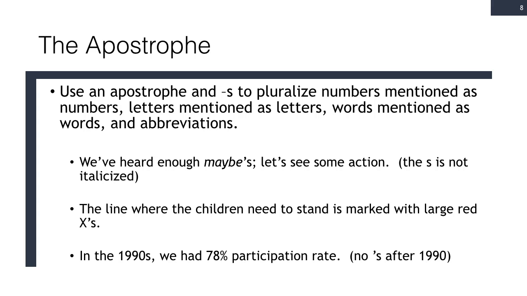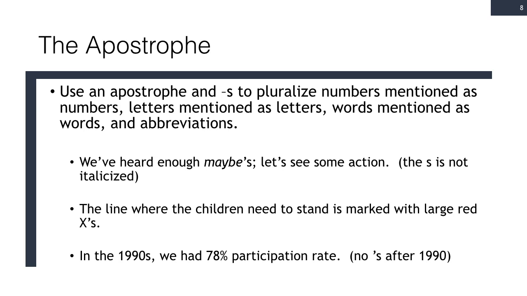Let's take a look at the next line. So in that line, the X is the letter that's being mentioned. The line where the children need to stand is marked with large red X's. So again, for that X, that letter, it would be an apostrophe S.